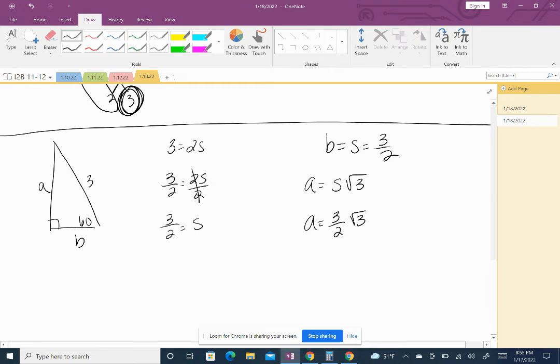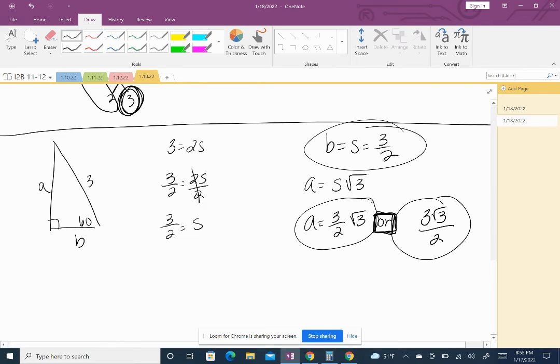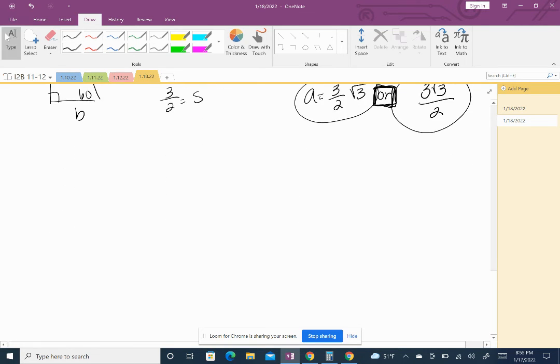If you want it to be all one fraction, you could, it's equivalent. It doesn't matter how you write it. You could write it as 3 square root of 3 over 2. Either answer, oopsies, either answer is correct. And then your B is this right up here, 3 halves. Okay, so let's take a look at another one.